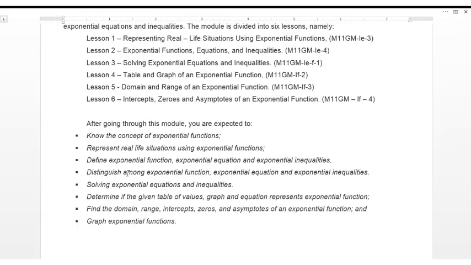But that's too many, so we will just tackle the first parts, which are lesson 1, 2, and 3. But still, we're still going to graph the exponential functions, and we are still going to determine the domain and range. So I think we can do it in one go.